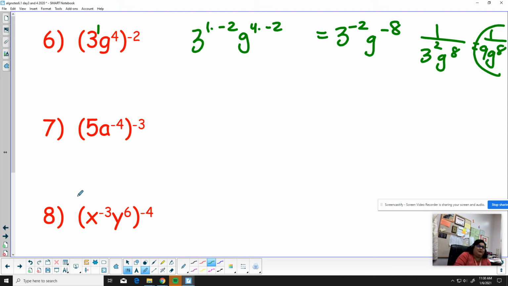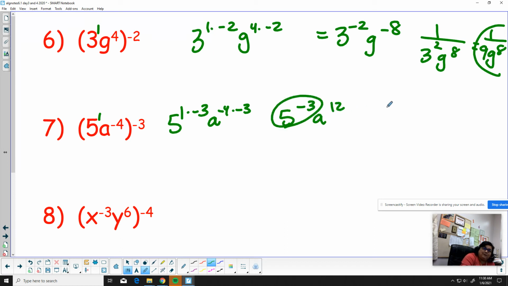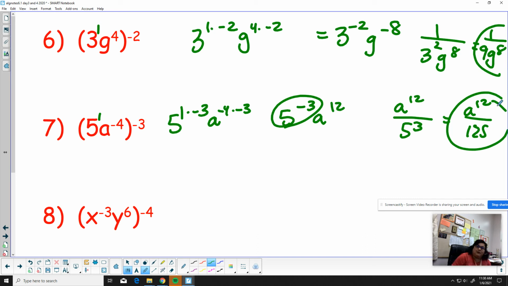Good job. All right, same thing here. So 5 to the 1 times negative 3 and a to the negative 4 times negative 3. So 5 to the negative 3, a to the 12. This one's unhappy, so he's going to the bottom. A to the 12 over 125 is my answer.